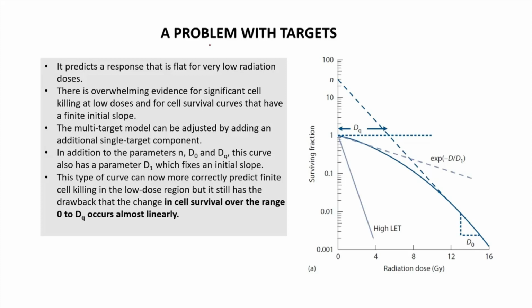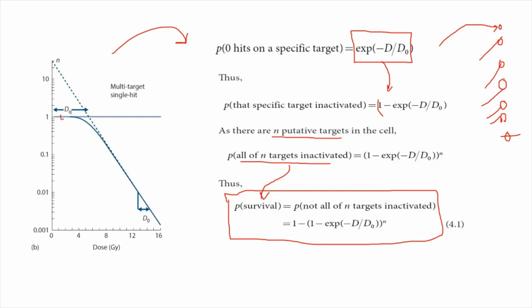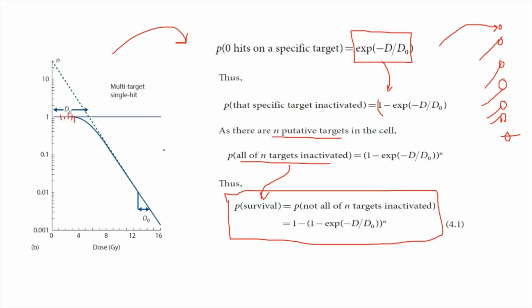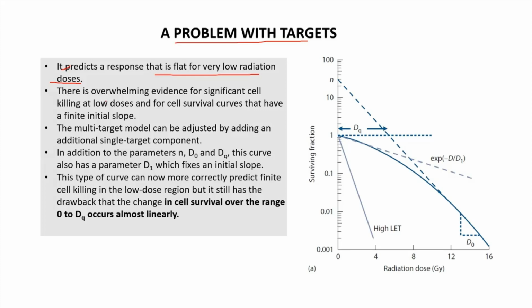So the next is the problem with the multi-target model. The problem is that it predicts a response that is very flat at low radiation dose. It means over this range there is no cell killing. Over this threshold or shoulder region there is no cell killing. But based on clinical and experimental results, there is cell killing at low doses. So this model fails to include the effect of radiation in the low dose region.